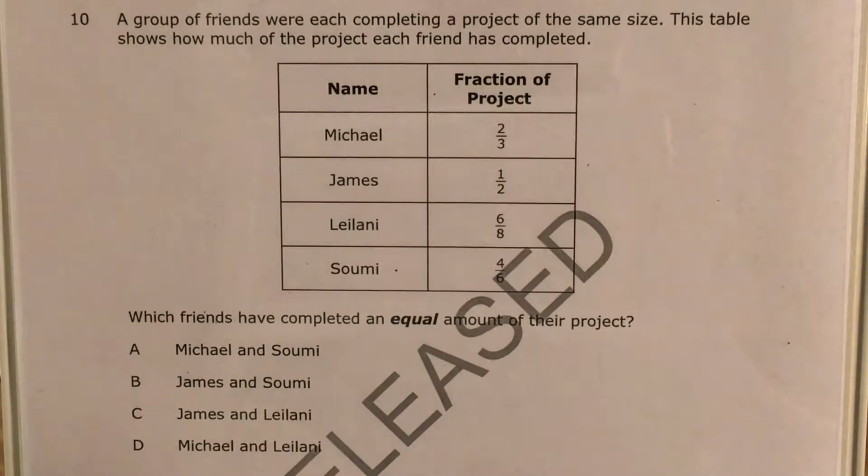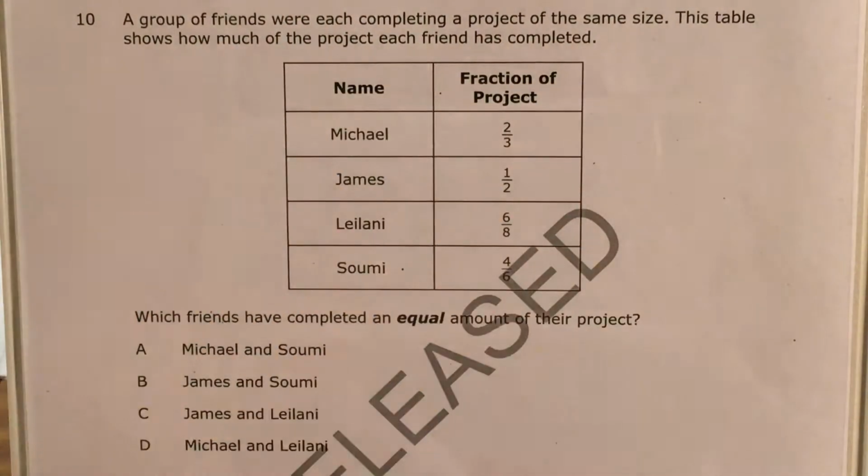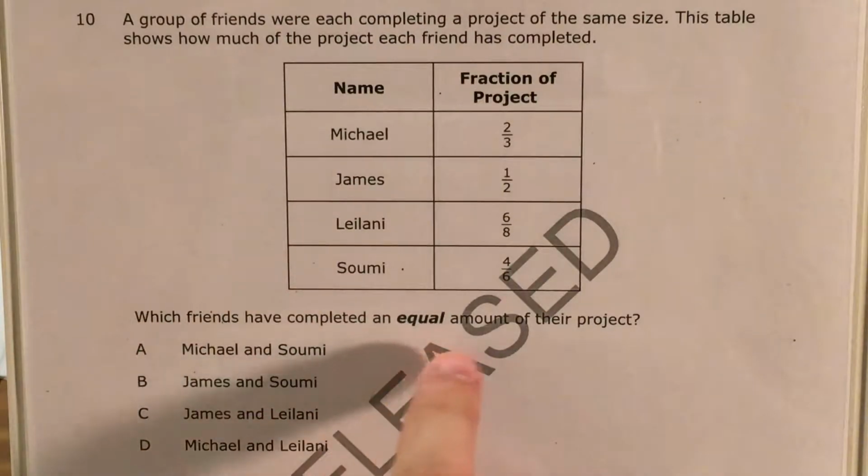This is Mr. W. We're going to be tackling question 10 of the 4th grade math questions that North Carolina released this past school year. We see that a group of friends were each completing a project of the same size, and that table shows how much of the project each friend has completed, and it's asking which friends have completed an equal amount of their project.